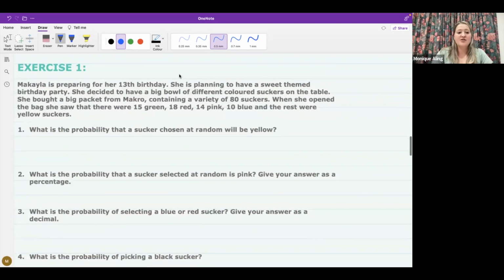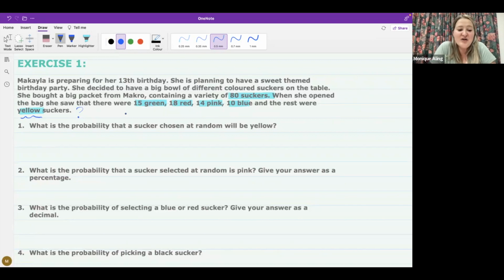Okay. So now generally with a probability question, it's a little bit of information overload. So we just need to have a quick look and maybe highlight some important things. So I would say the total amount of suckers is important. There's 80 in total. And then obviously the different colors: 15 green, 18 red, 14 pink, 10 blue. The rest were yellow. So we don't actually know the yellow amount. Okay, so we're just gonna keep that in mind.